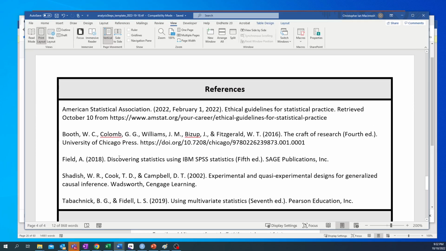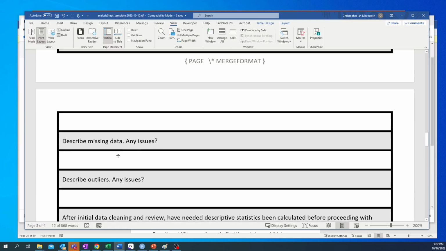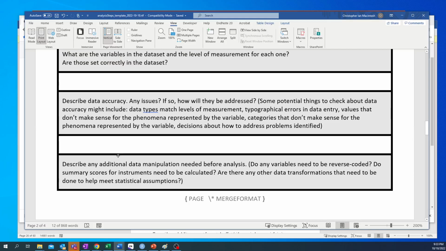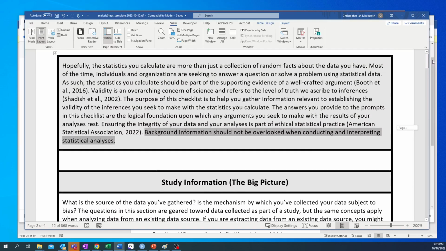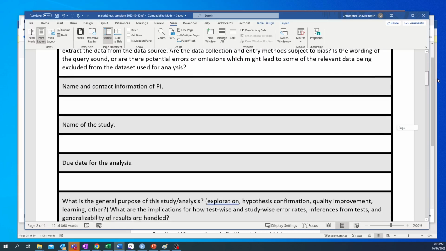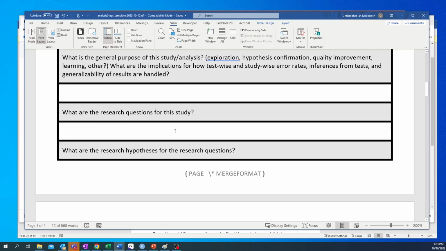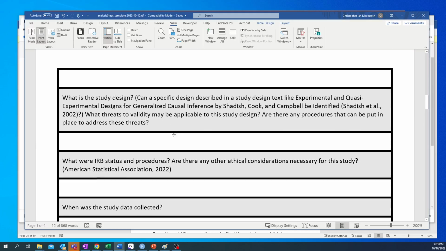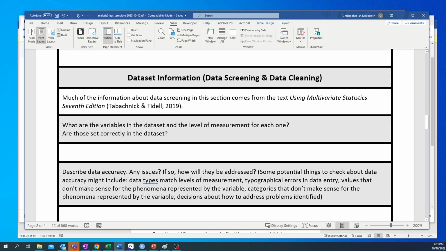And I did include the references here on the checklist. We will use this as we go through our assignments this semester to help us remember important steps. As I said, most of the study information is going to be that we're doing this for learning, and these things are not generalizable. So we won't really have much specific information on the study information, but the data set and the test information we will be going over for each of our examples this semester.